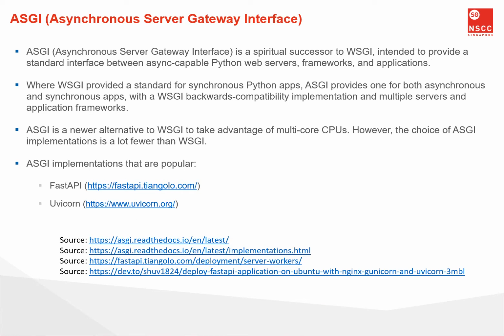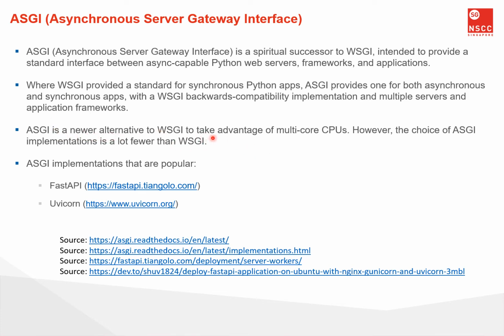There is a variation of the WSGI called the Asynchronous Server Gateway Interface, or ASGI. It's actually a successor to WSGI, and it's intended for asynchronous web servers which are able to run in a more multi-threaded manner. So they're able to handle more requests per second than the traditional WSGI interface, and are also more lightweight. Where WSGI provides a standard for synchronous Python applications, ASGI provides it for asynchronous as well as synchronous applications. So it's actually backward compatible with WSGI. And there are several implementations of this.